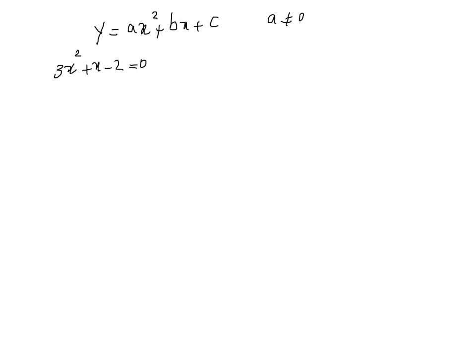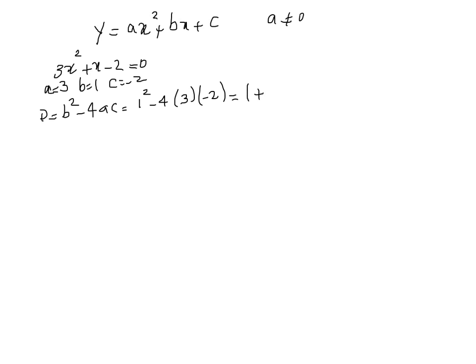Now we are going to solve the same quadratic equation, but this time using the quadratic formula. So in this case, we know that A is 3, B is 1, and C is -2. So our discriminant, which is B squared minus 4AC, is 1 squared minus 4 times A, which is 3, times C, which is -2. Minus times minus is positive, 4 times 3 is 12, times 2 is 24, so we get 25.